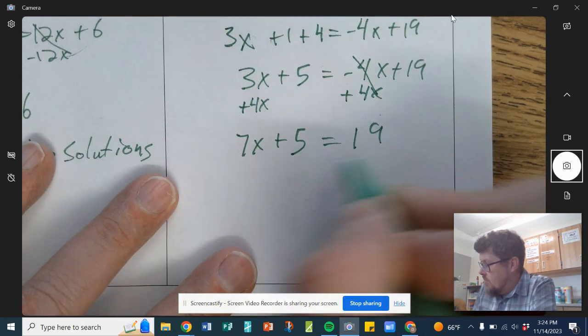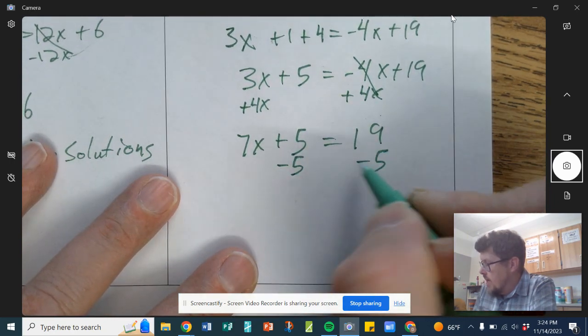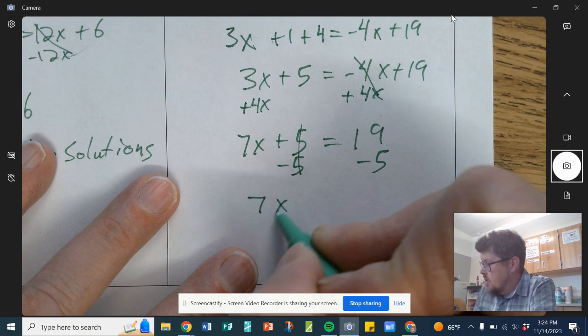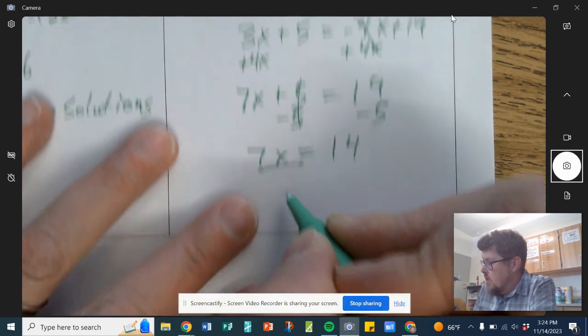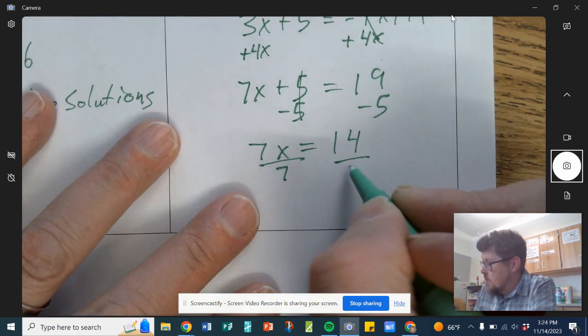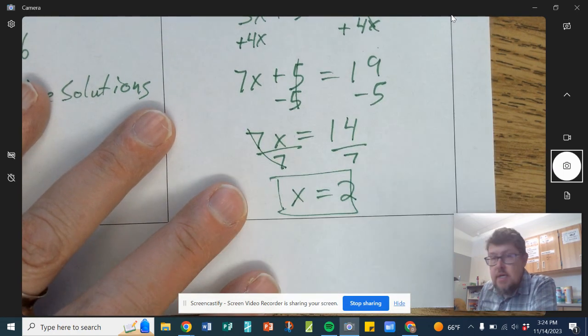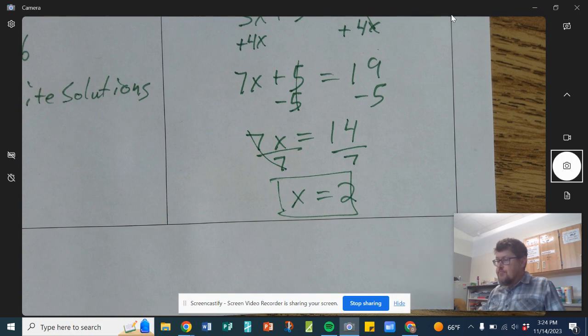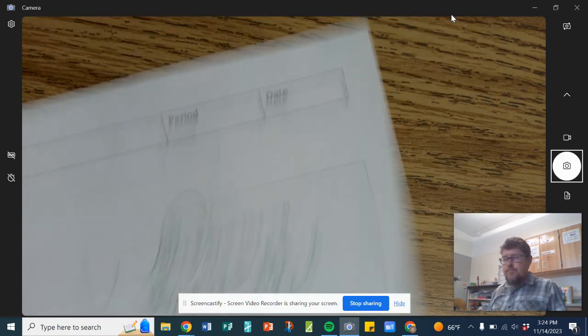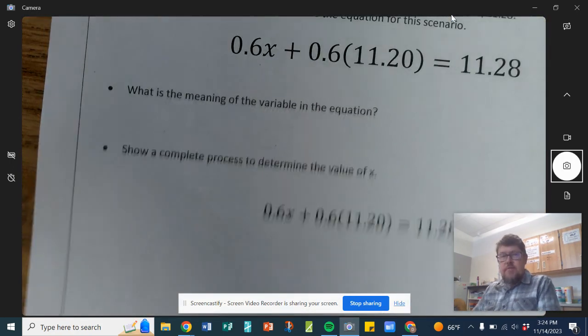Now I got to bring that 5 over. It's positive, or we're adding, so I'm going to do the opposite, or subtract. That gets us to 14. Now I'm multiplying this 7 times this x, so the opposite is that division. So I divide by 7 on both sides, and I get x equals 2. There you go.